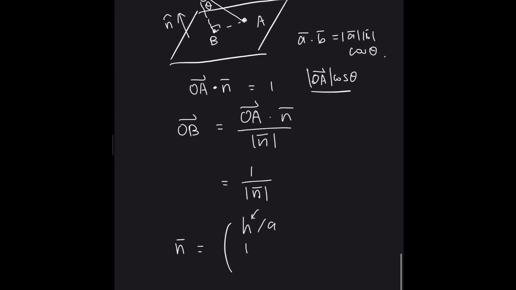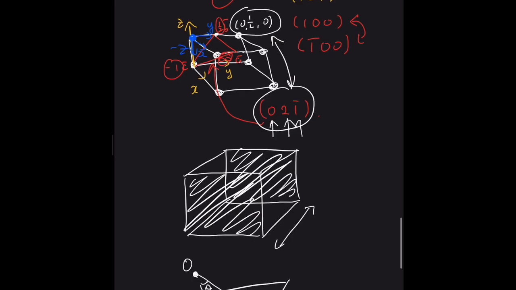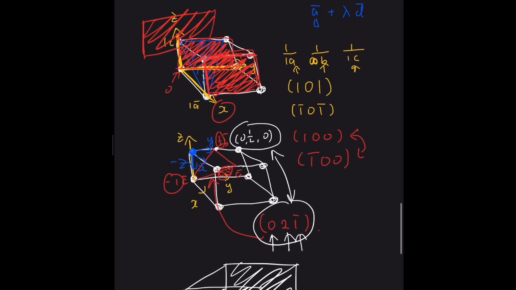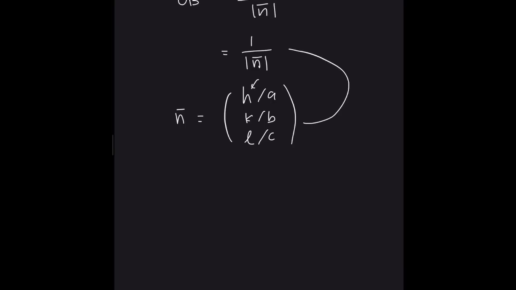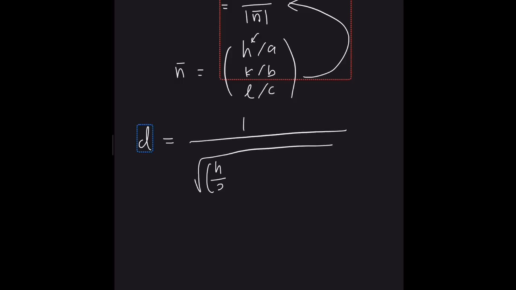K over B and L over C. So this is K and this is L. And they have to be over A, B, and C because of this operation we have done. Now substitute this into this expression. We get the interplanar spacing will be 1 over the square root of (H over A) squared plus (K over B) squared plus (L over C) squared.